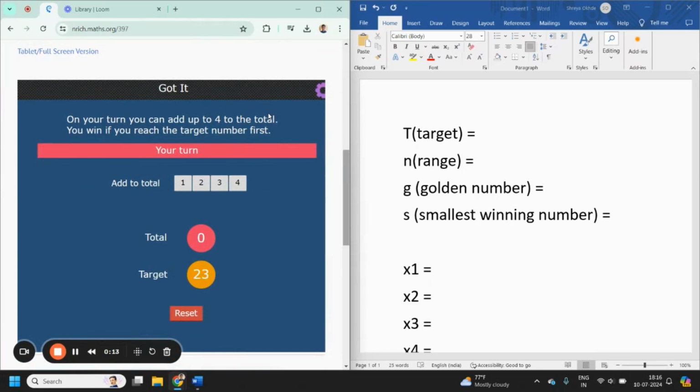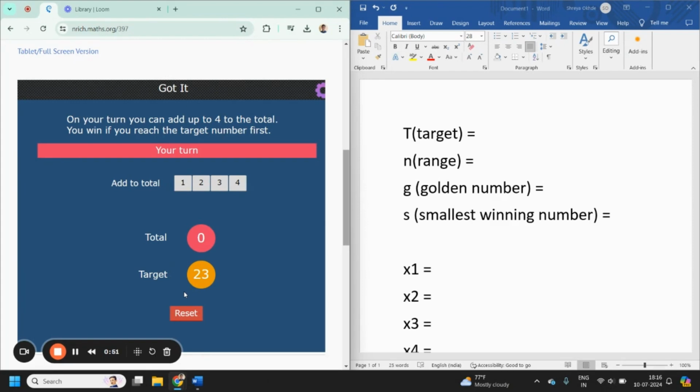So this is the interactivity we've got, and I have a list of variables over here: target, range, golden number, and smallest winning number. Let me explain them to you. The target, as you know, is the target we have to achieve by adding to the total, and n is the range of numbers I can add to the total. The golden number is such a number that if you take any number from, in this case, 1 to 4, then you can add any other number from 1 to 4 and get to the golden number. And this is very helpful.